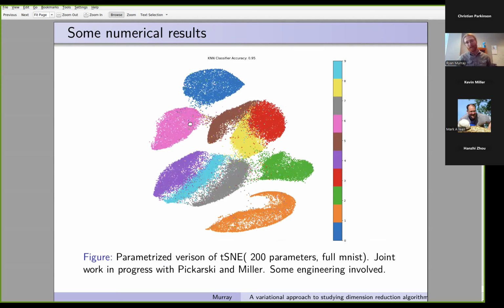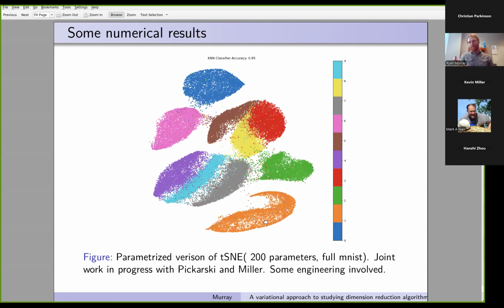And so here's just a visual of the type of outputs that we can get using this type of approximation. Here, we're looking at a 2D embedding of our MNIST data set. So MNIST has something like 80,000 points. And if you were to run the standard tSNE algorithm on this data set, you would need something like 160,000 parameters, 2 for every image.